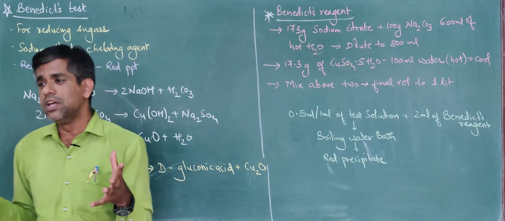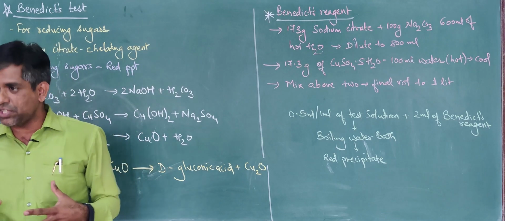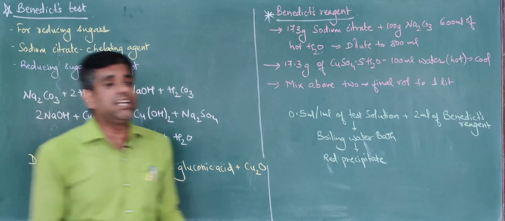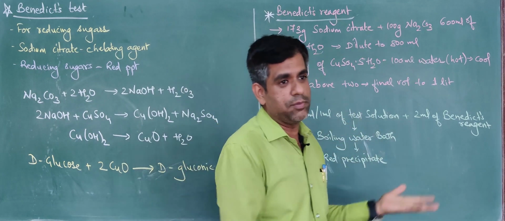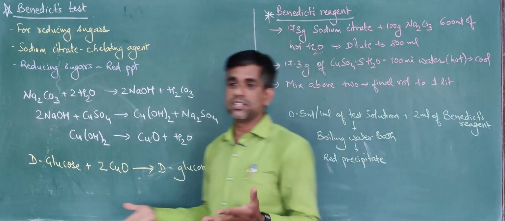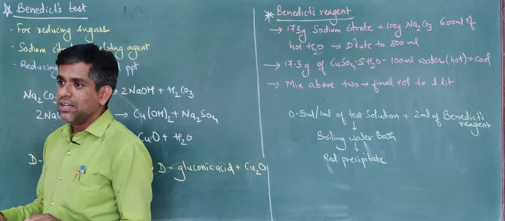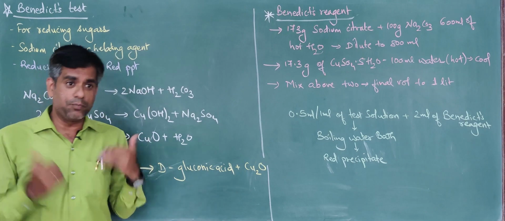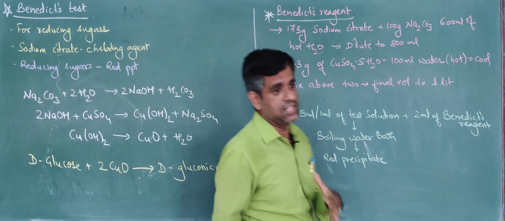So what is a reducing sugar? A sugar which will act as a reducing agent and which itself will get oxidized. It will donate some hydrogens, it will donate some electrons, and itself will get oxidized and will act as a reducing agent. That particular sugar is called a reducing sugar.